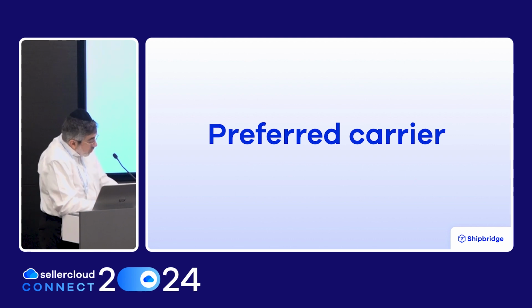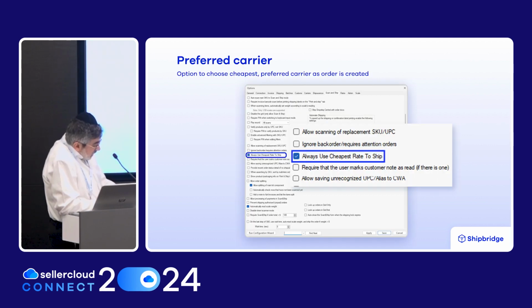Preferred carrier. So always use cheapest rate to ship was a feature that's been for a while on Scan and Ship, but now it works much more seamlessly. When you have everything set up with the ship by estimated delivery date, Shipbridge, almost without you knowing anything about it, will choose the proper carrier, the cheapest and quickest carrier for you when you're using Scan and Ship. And this extends to the way it's set up in SKU blocks and the like. So it's something that can be very useful.